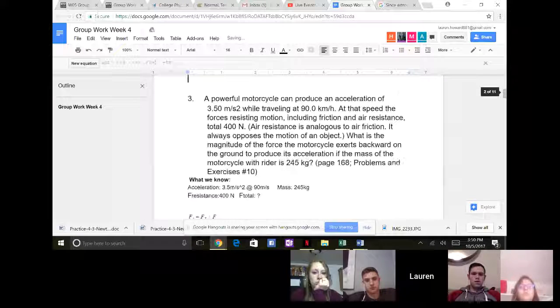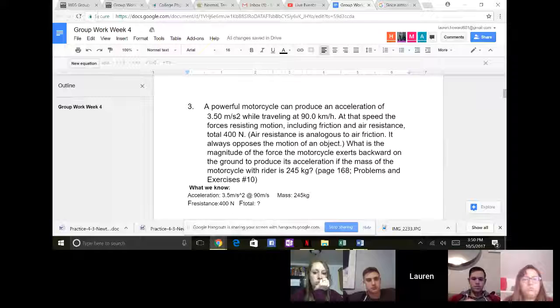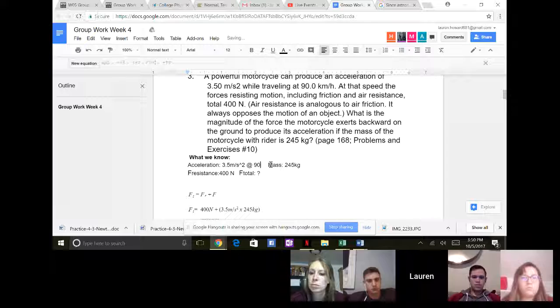All right. And then, so for number 3, it wants to figure out the magnitude of the force that the motorcycle exerts backwards on the ground. And so I just wrote here what we know, that acceleration is 3.5 meters per second squared at 90 meters per second velocity. Oh, it's kilometers per hour, but anyway, it doesn't really matter. And then, so we know his mass, so we can determine his force needed when he's going that acceleration at that weight.